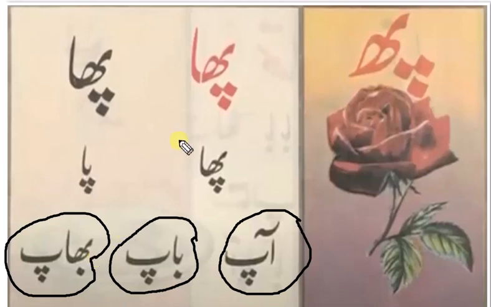If I want to write India in Urdu, that is Bharat. So Be Bhe Alif Bha, Re Te Rat, Bharat. Like this. Bharat, right?